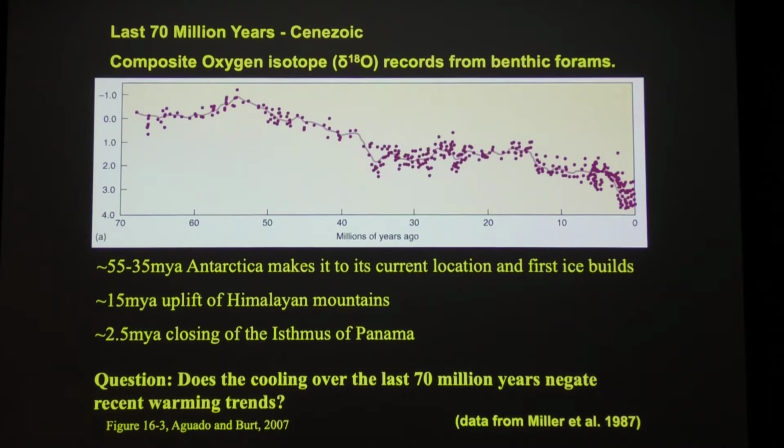So if we look at this graphic, the overall trend is a downward trend indicating that climate's cooling on our planet, if you look at it from the last 70 million years. And I've got this sort of rhetorical question down here that I often ask my students: does the cooling over the last 70 million years negate the recent warming trends that we've seen over the last 150 years?